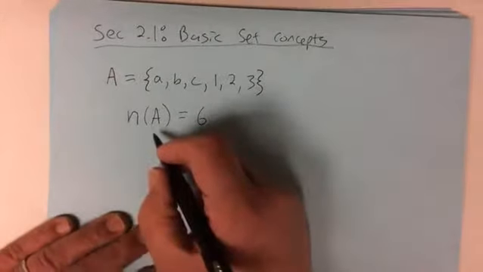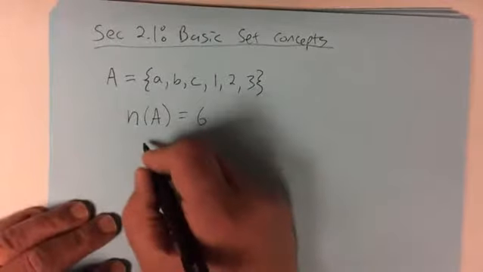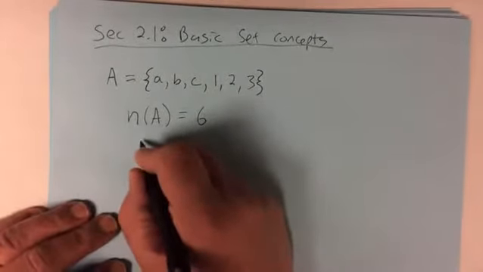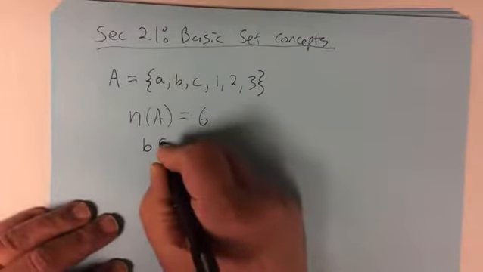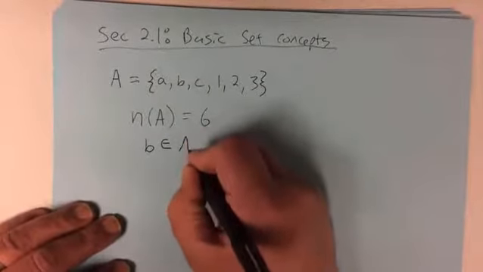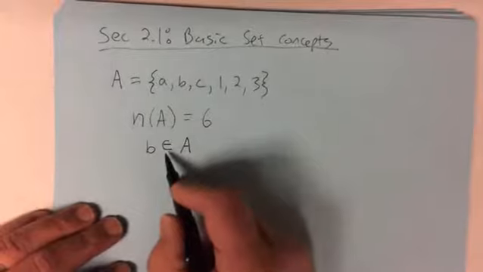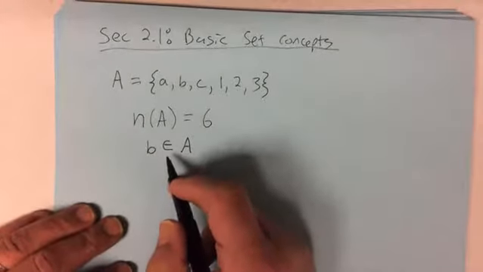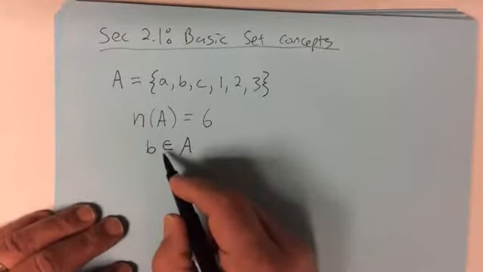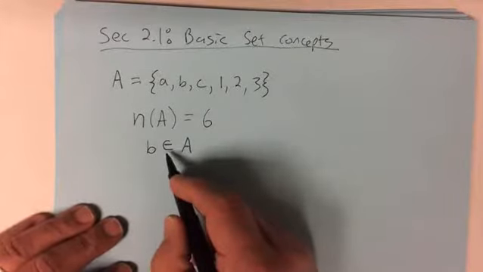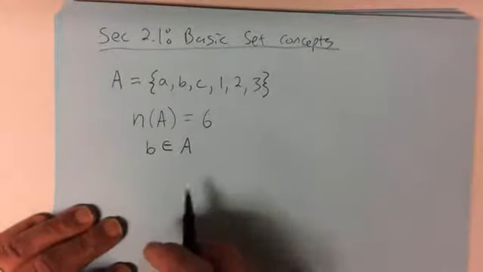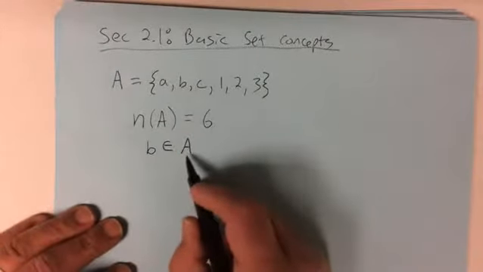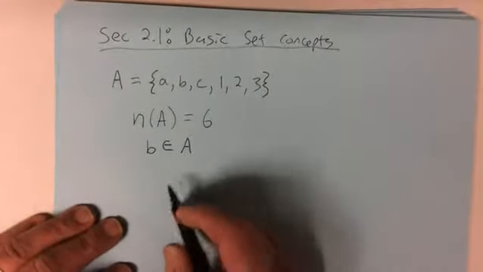Other notation here, I could say something like B is an element of set A. So this symbol, it looks like an E here. This means is an element of. So I'm saying that B is one of the elements in set A. B is an element of set A.